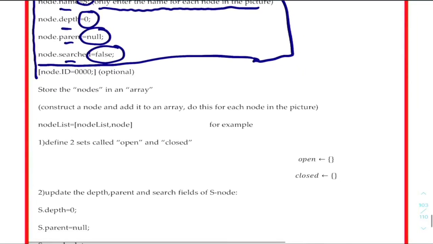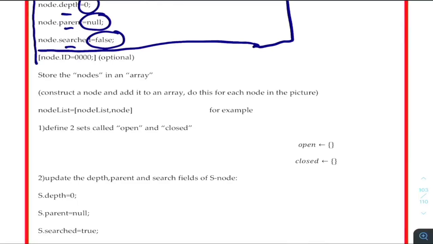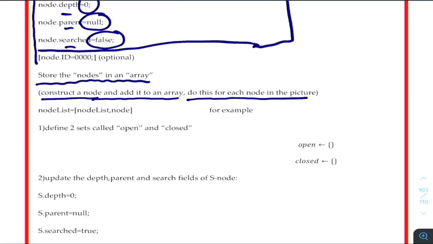Fair enough. Then this is pseudocode. Store the nodes in an array, which we will call node list. Construct a node and then add it to an array, and do this for each node in the picture.